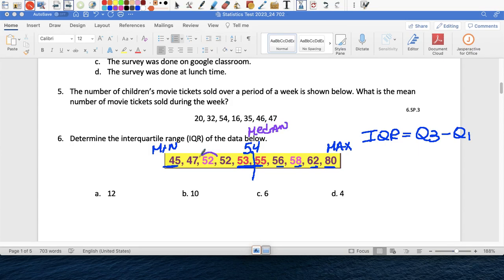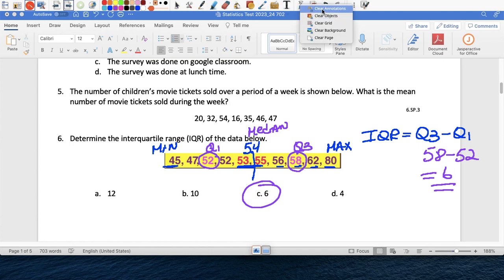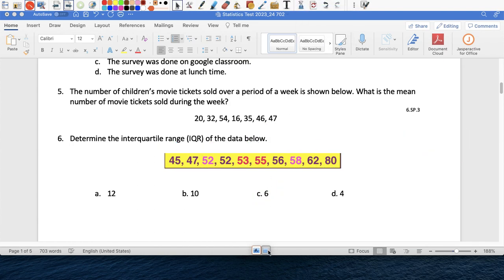Q1 would be 52, right? And then Q3 would be 58. So now we can do the IQR. So Q3 is 58 minus 52, which equals 6. All right, so there's our answer.